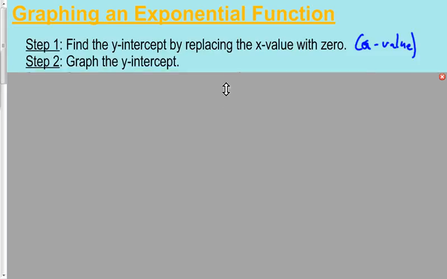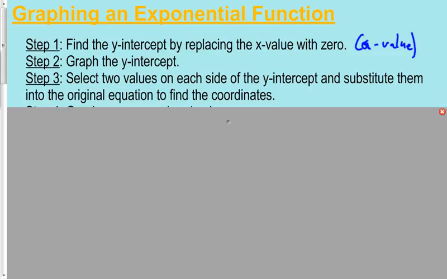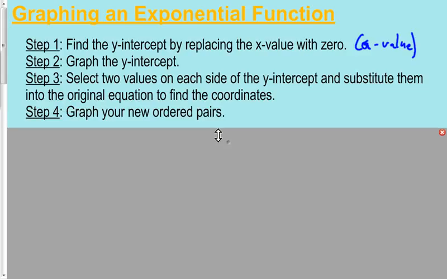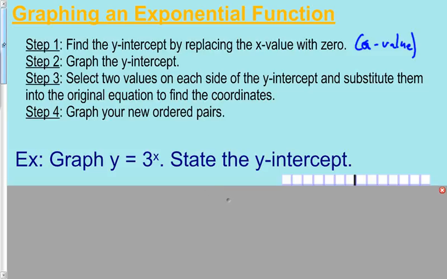All right, step 2, graph the y-intercept. Okay, put it on the graph. Step 3, select 2 values on each side of the y-intercept and then substitute them into the original equation and find the coordinates. Graph your new ordered pairs, and you have your graph.